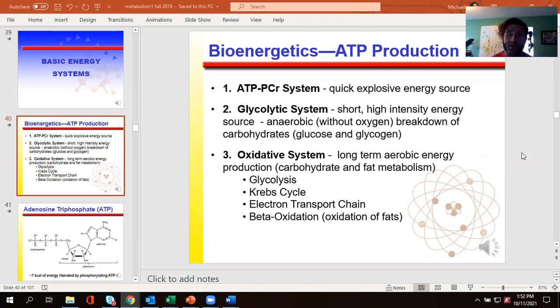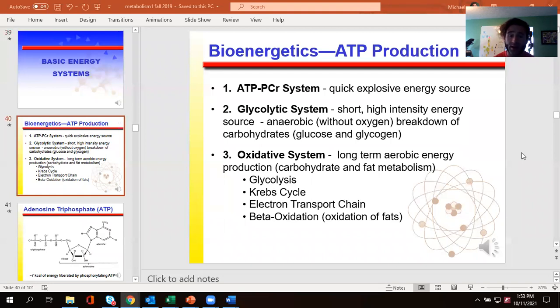We then have our glycolytic system. So specifically, we're talking about anaerobic glycolysis. That's going to be when we're breaking down carbohydrates without going into the citric acid cycle and the electron transport chain. And then we've got our wonderful aerobic glycolytic system.